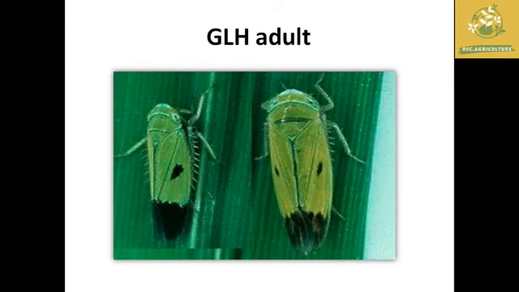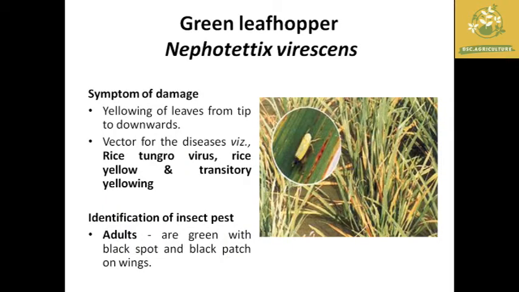And the next one is the green leaf hopper, called GLH, and the picture of the GLH adult is given here. The scientific name of the green leaf hopper is Nephotettix virescens. Regarding the damage, they cause yellowing of leaves from tip downward. They are also transmitters of rice tungro virus and rice yellow and transitory yellowing viruses from one crop to another.